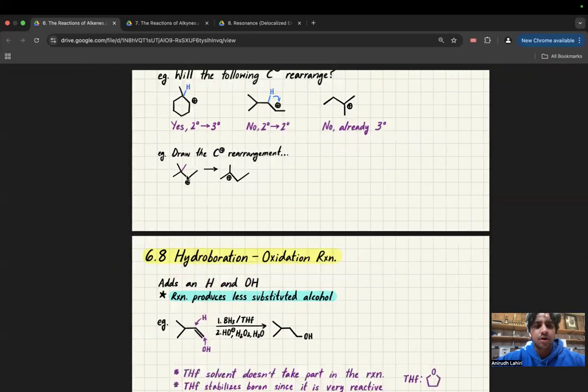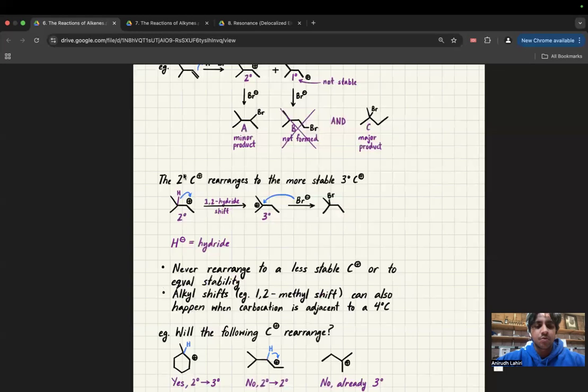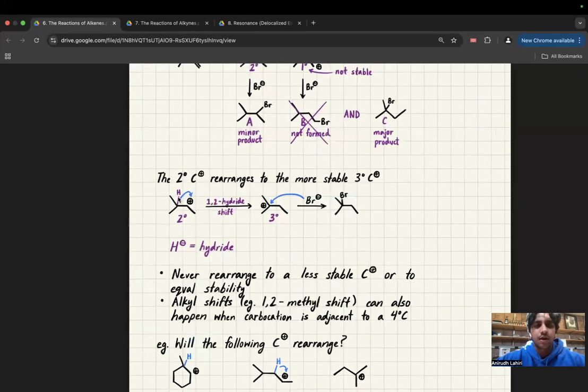The only other thing I guess is that if this wasn't a hydrogen and this was a methyl group, we can get something called a methyl shift, which is when one of the methyls shifts from here to here to put the plus here. Okay, cool.